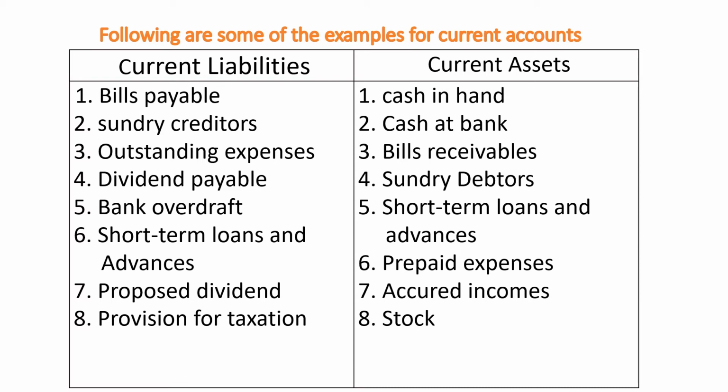Current liabilities: bills payable, sundry creditors, outstanding expenses, dividend payable, bank overdraft, short-term loans and advances, proposed dividend, provision for taxation. These are some examples of current liabilities. Cash in hand, cash at bank, bills receivable, sundry debtors, short-term loans and advances, prepaid expenses, accrued incomes, stock are some examples of current assets.